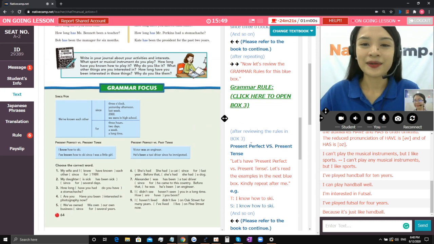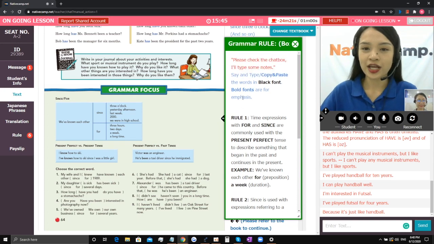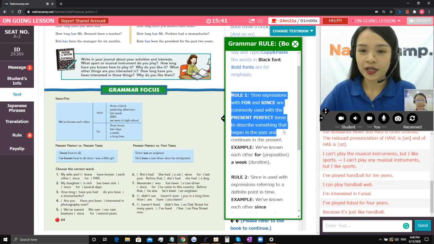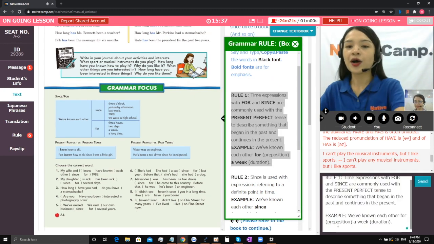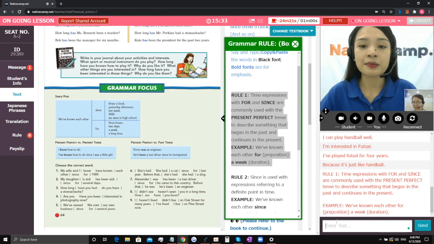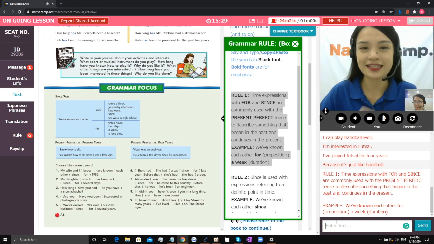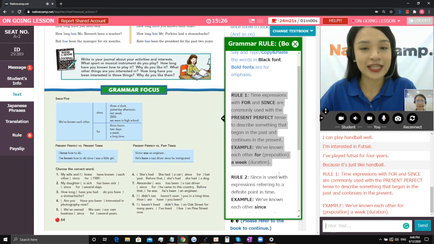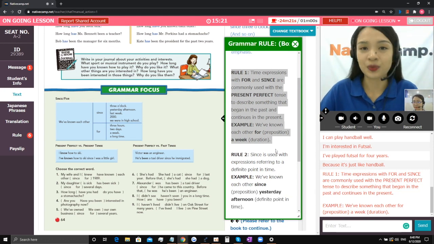Very good. Now let's review the grammar rules for this blue box. So please check the chat box. I'll type some notes. So rule number 1, time expressions with for and since are commonly used with the present perfect tense to describe something that began in the past and continues in the present. So for example, we've known each other for a week. So for is the preposition and a week is the duration.